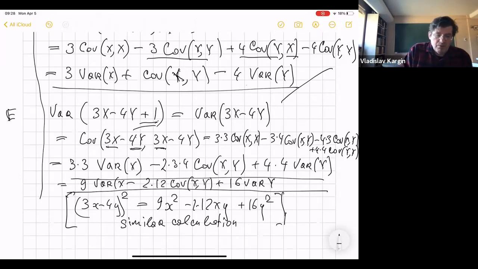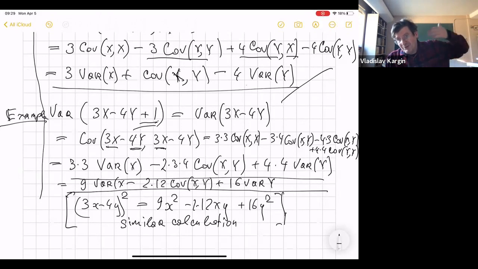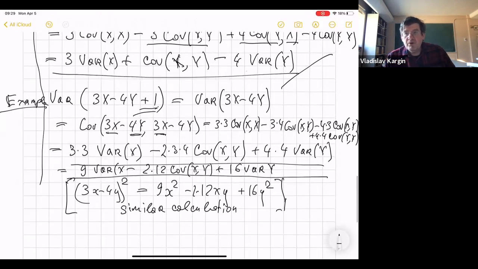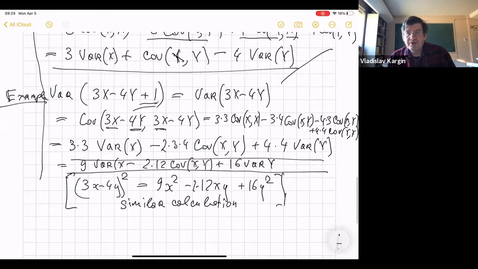All right, so this is practically the most useful thing, because it allows you to calculate the covariances and variances of many things. You'll have a couple of these problems in the homework, and this is a typical problem for exams. So you should learn how to do it, but it's an easy thing.